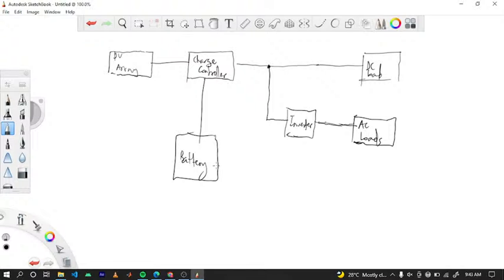So now, what is the first thing you do? Let's go through the steps before we start. I want you to be familiar with the steps. First thing you do is to find your system voltage. That's the first thing you do.